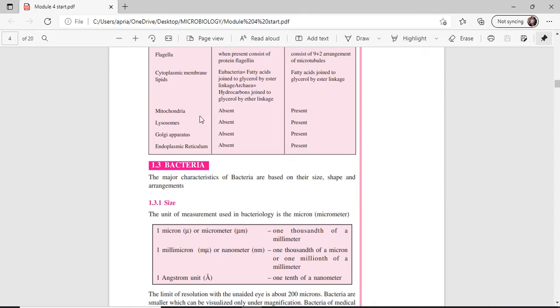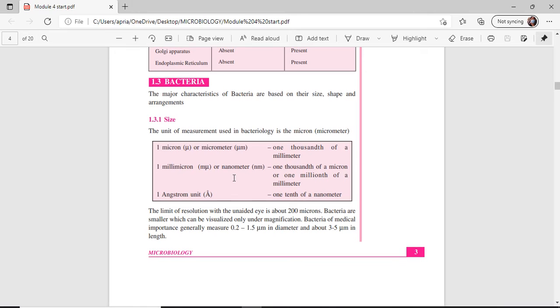Then your mitochondria, the powerhouse, is absent in bacteria, but present in eukarya. Your lysosome is absent in bacteria, present in eukarya. Then you have your Golgi apparatus, or Golgi body, absent, present. Your endoplasmic reticulum, absent, present. Okay, now let us go to bacteria itself.